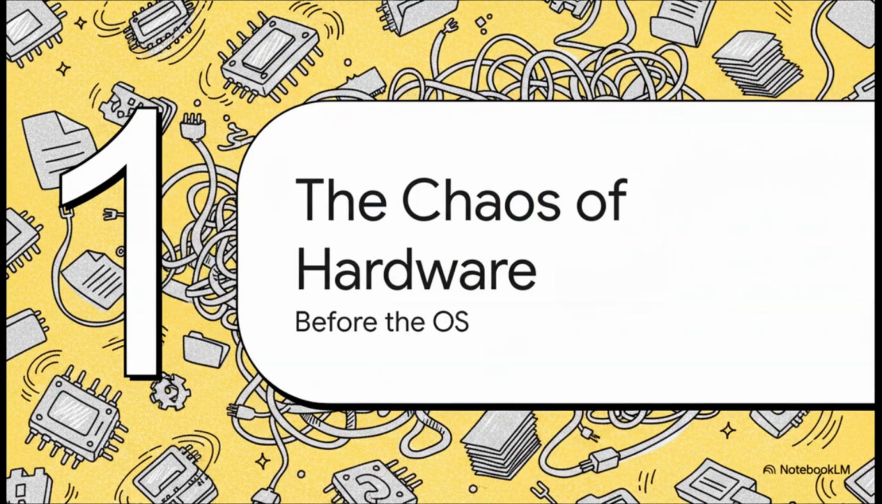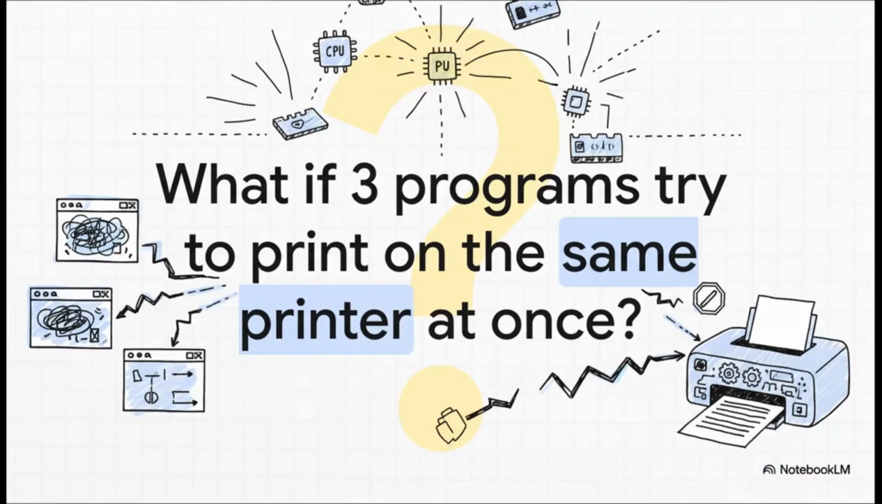Think about your computer's hardware, the processor, memory, the printer, your hard drive. They're all really powerful, for sure, but they're just independent parts with absolutely no way to coordinate with each other. Without a manager, you'd get a complete mess. Just imagine one line from your email followed by half a sentence from some web page, all printed right on top of each other. That right there is the anarchy of raw hardware.